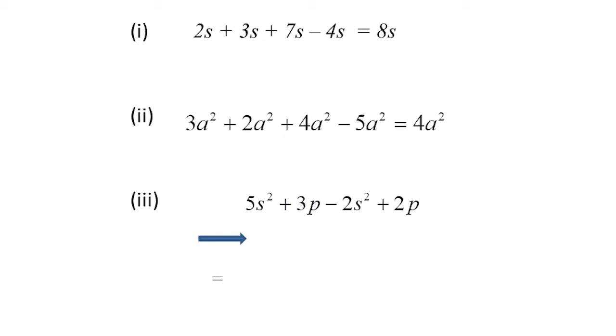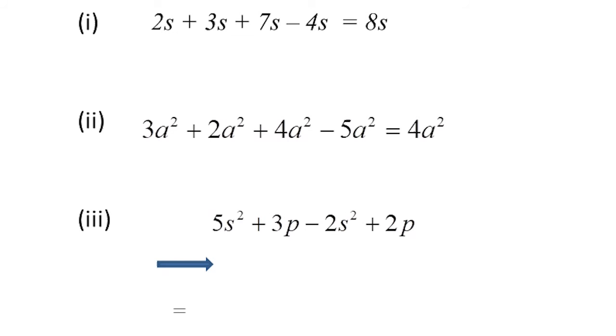5s to the power of 2 plus 3b minus 2s to the power of 2 plus 2b. To cut down the mistakes, you collect the like terms and put them in the front. For example, 5s squared plus 3b minus 2s squared plus 2b. To minimize the mistakes, you bring them forward and put them together in like terms so that it cuts out the mistakes.